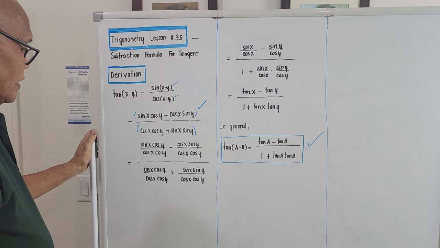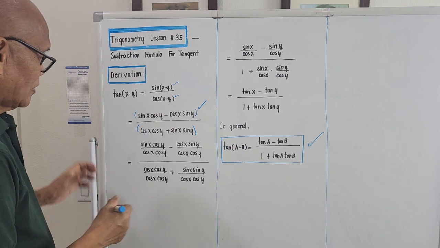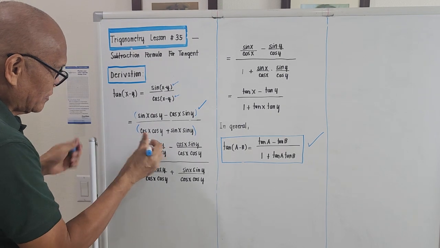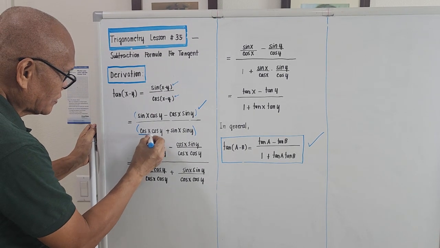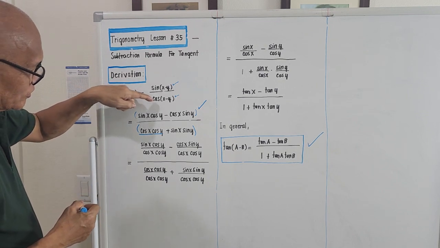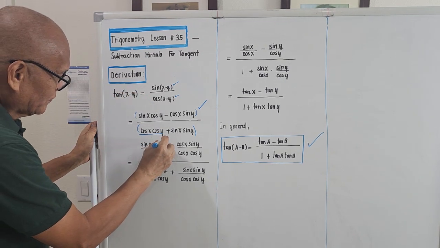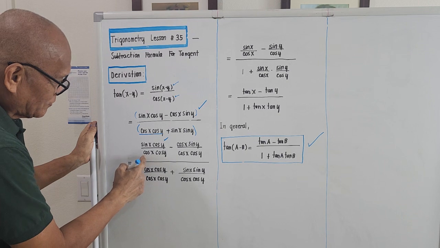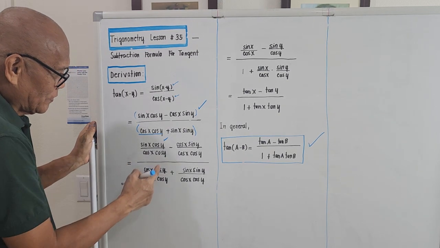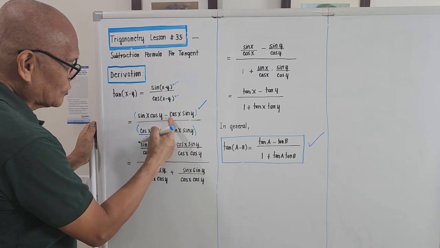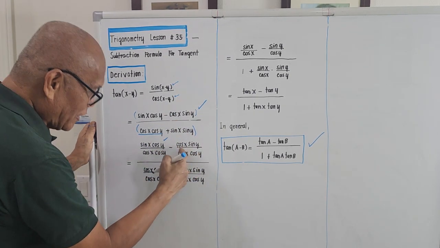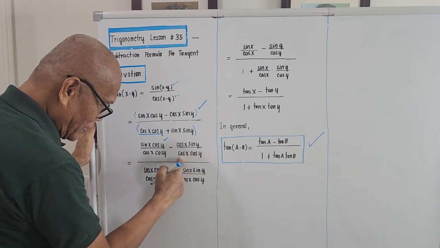Okay, let's try to do this. We'll divide all the numerators by cosine x cosine y. Meaning, we'll take sine x cosine y, rewrite it, and divide it by cosine x cosine y. Minus cosine x sine y, again divided by cosine x cosine y.